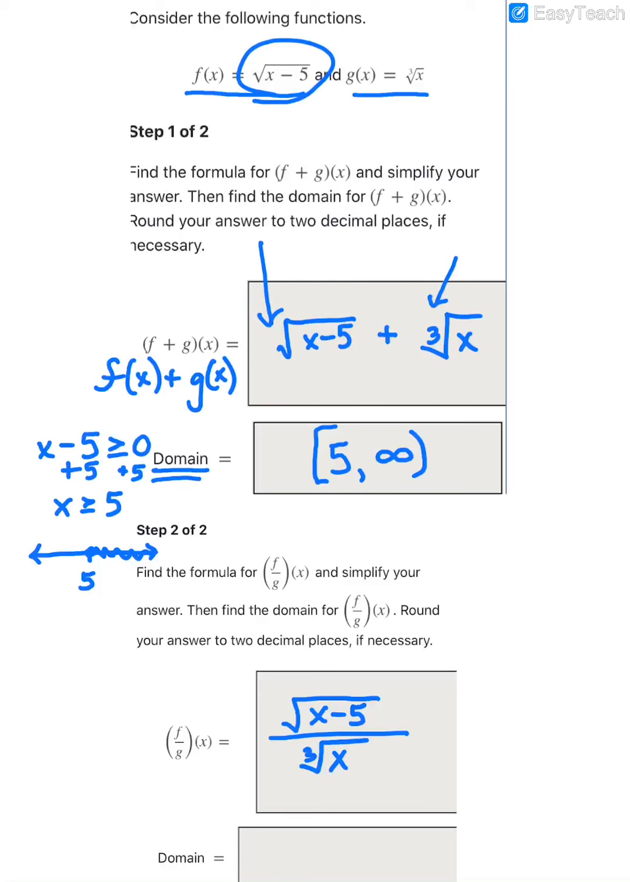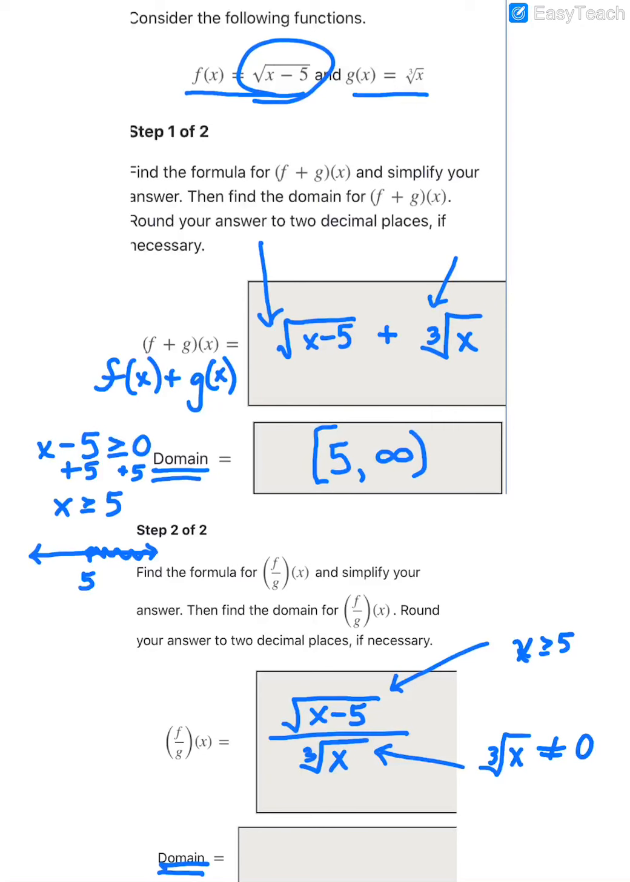Now, when we talk about domain this time, we still have the square root to deal with, and we already found out in the above step that x was greater than or equal to 5 because of that. But we also this time have a fraction to deal with. The issue with a fraction is you can't have 0 on the bottom, so we have to consider that as well. So we have to say this cube root of x cannot equal 0 and make sure that we throw those values out of the domain.